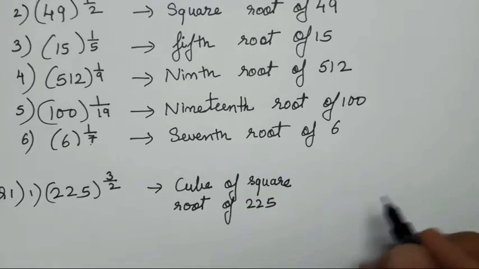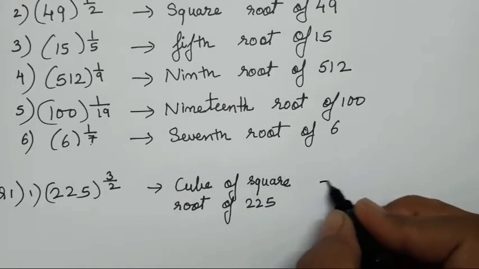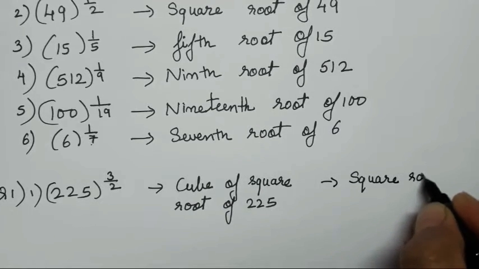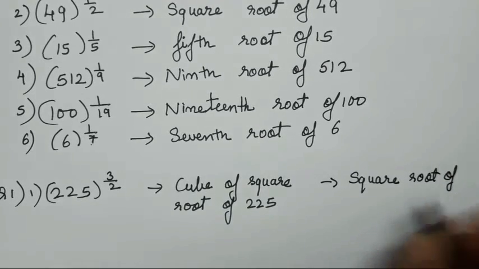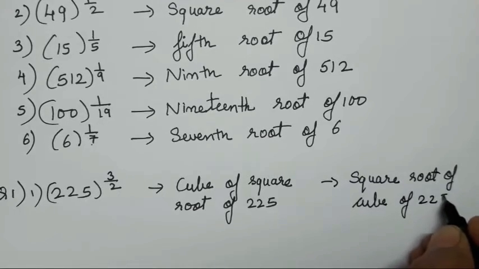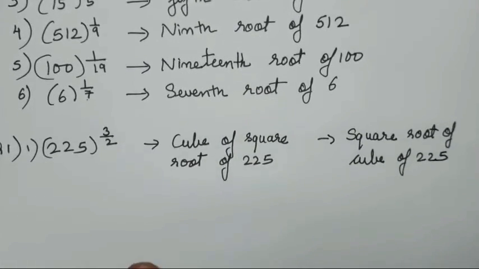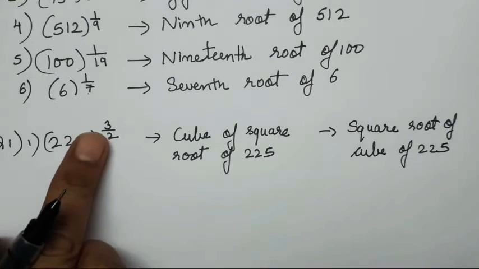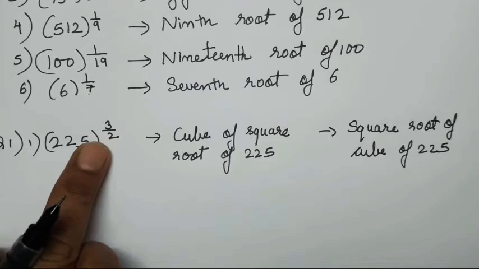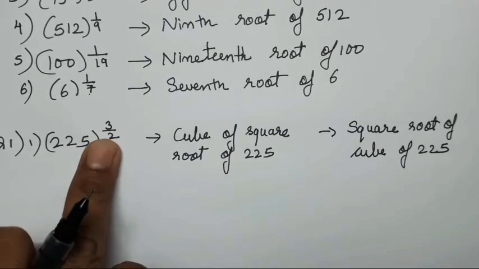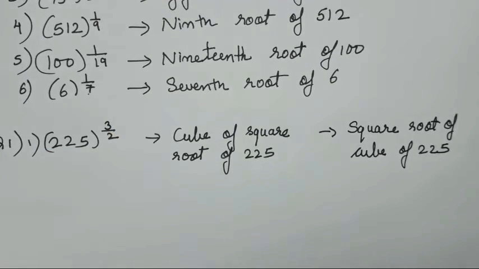Now, root of power, how are you going to write? The second one is going to be square root of cube of 225. Isn't it easy? Just the opposite you all have to write. In this way, the first one is cube of square root of 225, and the second one is square root of cube of 225.